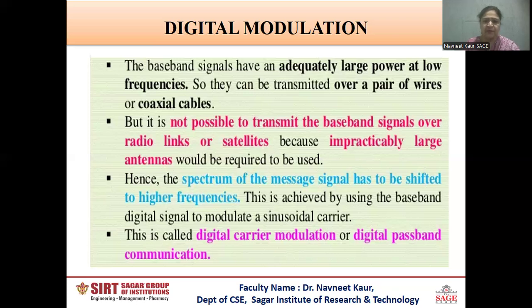Hence, the spectrum of the message signal has to be shifted to higher frequencies so that the requirement of larger antenna would be avoided and there will be less losses in the channel. This is achieved by using the baseband digital signal to modulate a sinusoidal carrier. This method is called digital passband communication or digital carrier modulation.